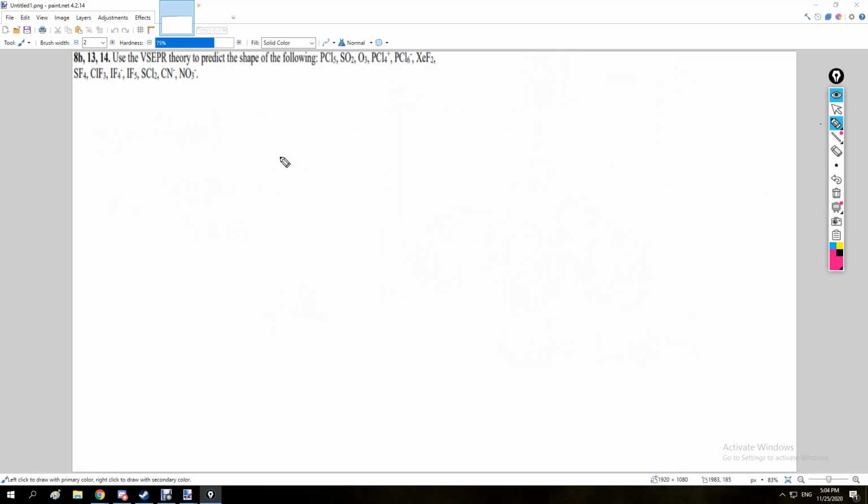Next up is PCl6. You should know this automatically. It's in the format AX6. We've only learned one shape for AX6, which is octahedral.